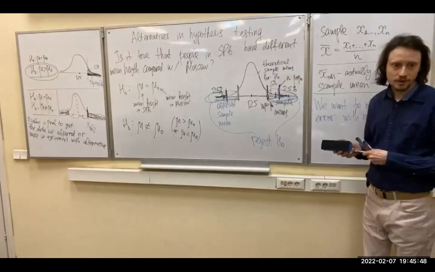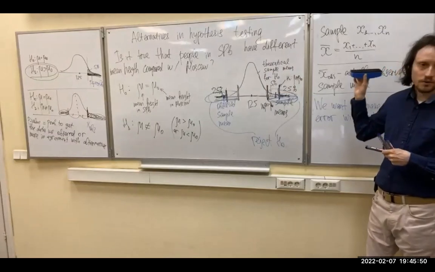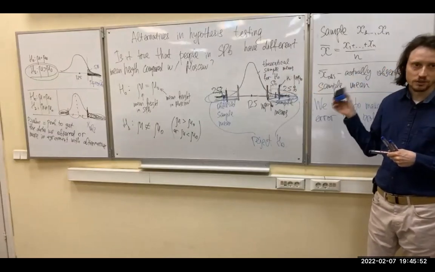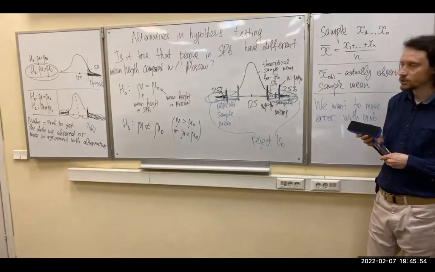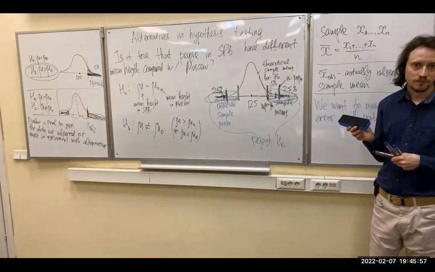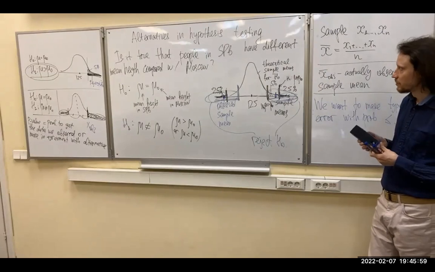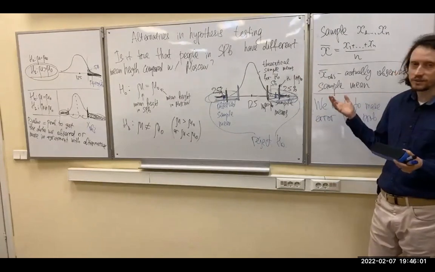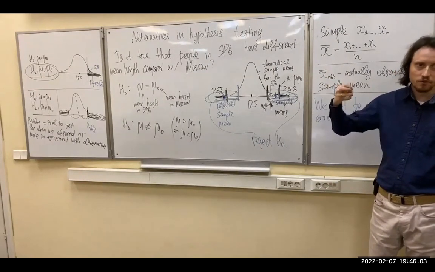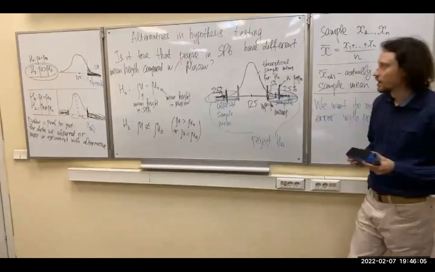The test that we were discussing today and in the previous lesson is called one sample t-test. It is one sample because indeed we have only one sample. We have a sample and some numeric value, this mu naught.